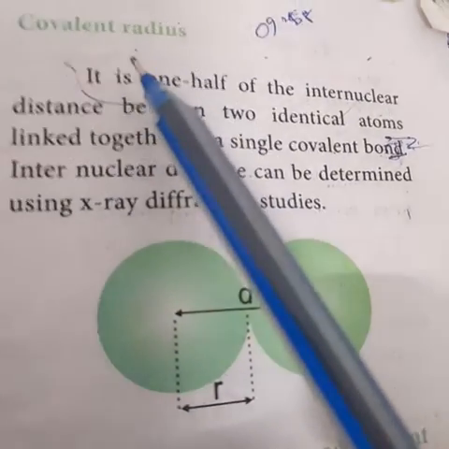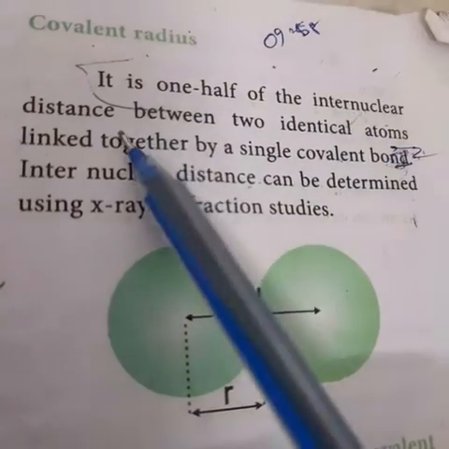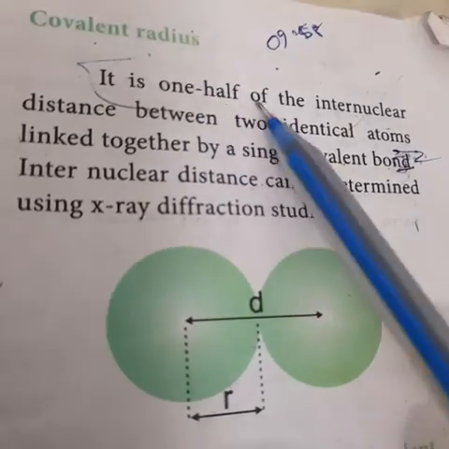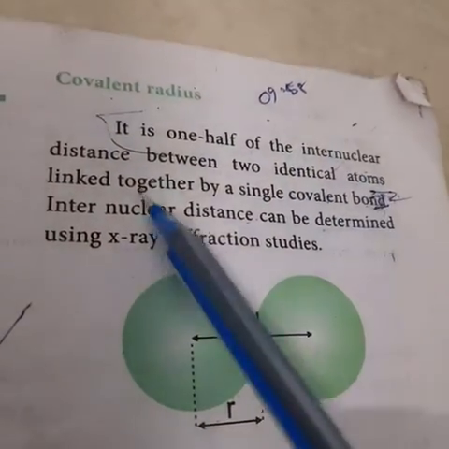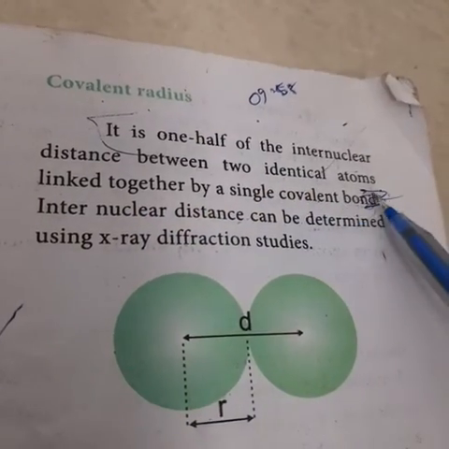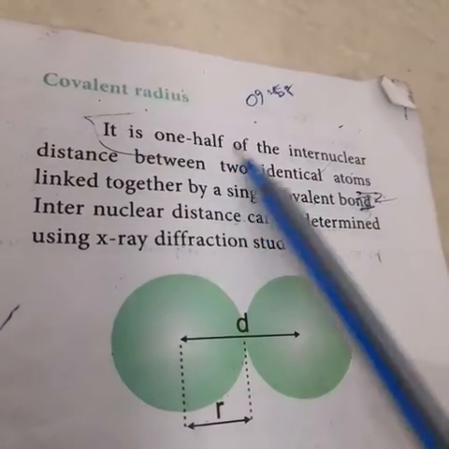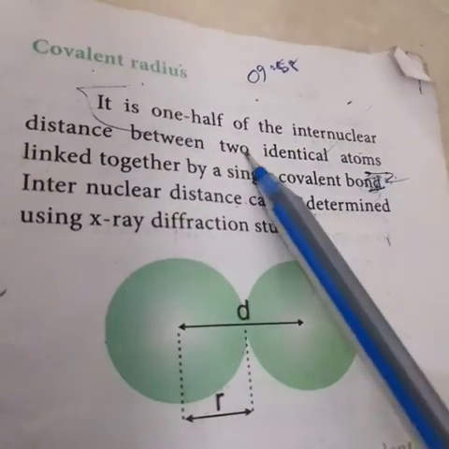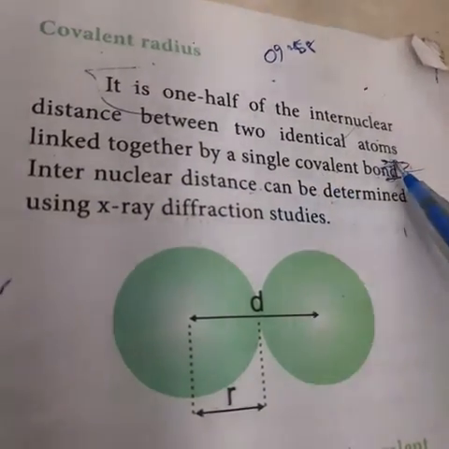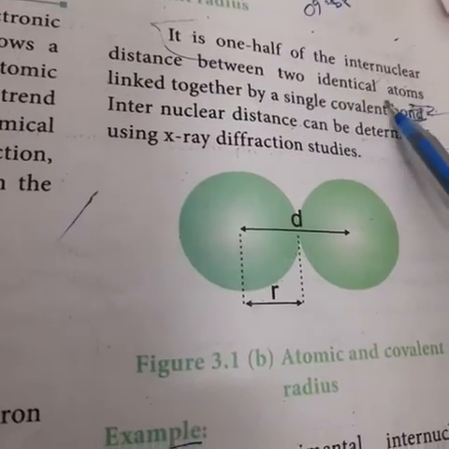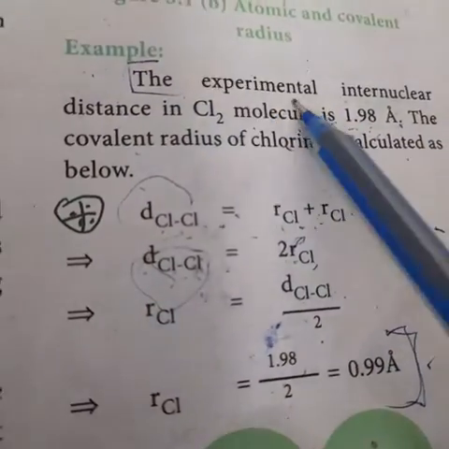And second question, the covalent radius. What is covalent radius? It is 1/2 of the internuclear distance between two identical atoms linked together by a single covalent bond. Up to here you mark. This is the second question.